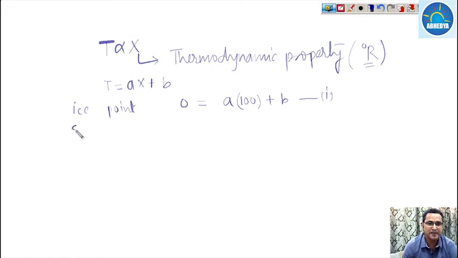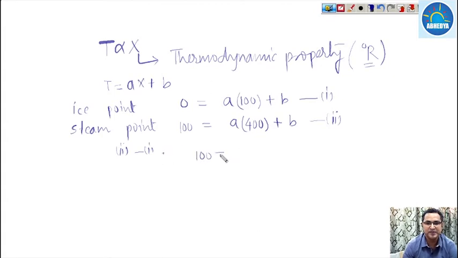At the steam point, the temperature is 100, so 100 is equal to A times 400 plus B, because in the new thermodynamic scale it is given as 400. This is our second equation. Now we have to find the value of A and B. So for this, what we do is subtract 1 from 2. So 100 is equal to 300 A, this cancels out, so A comes to be 1 upon 3.